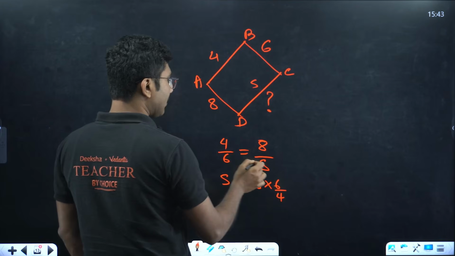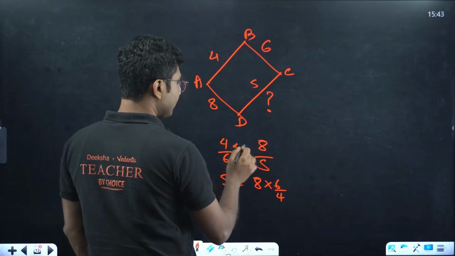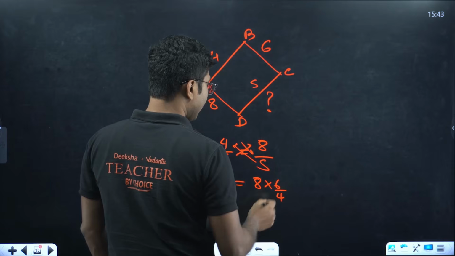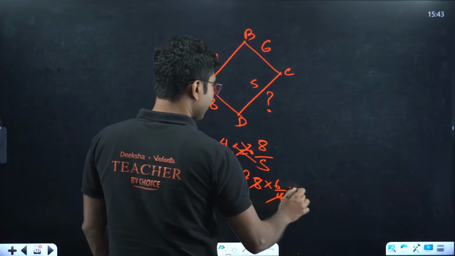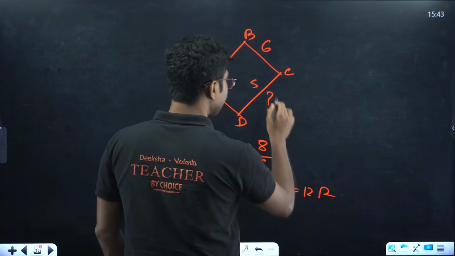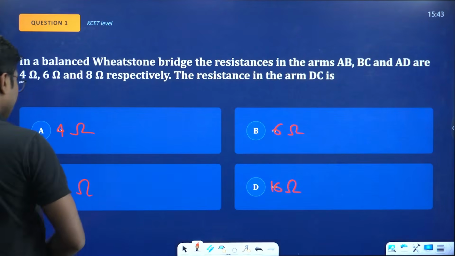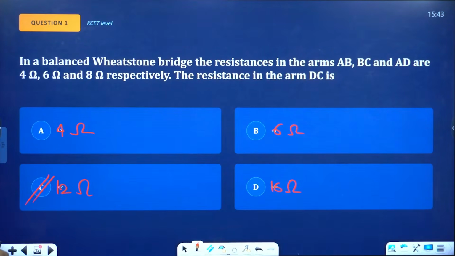Cross multiply. So this S comes up, this 4 comes down, and 6 goes up. Cross multiplication basically, right? So 4 2s are 8, and you get 12 ohm. So the resistance of unknown must be 12 ohm. So the correct answer for this question is option C.